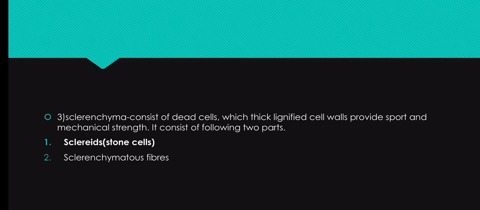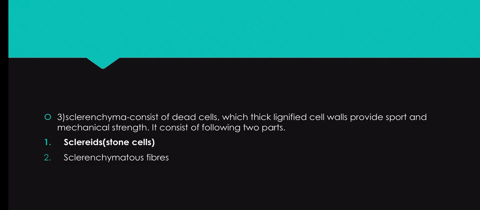Next is sclerenchyma. Sclerenchyma consists of dead cells with thick lignified cell walls, providing support and mechanical strength. It consists of following two parts, that is sclereids, also called stone cells, and sclerenchymatous fiber. Firstly, we will discuss about the sclereids.